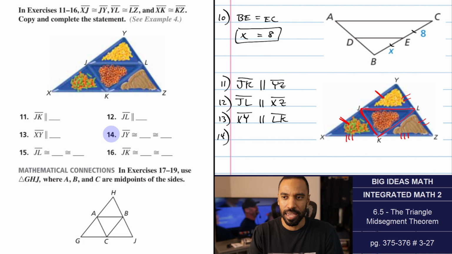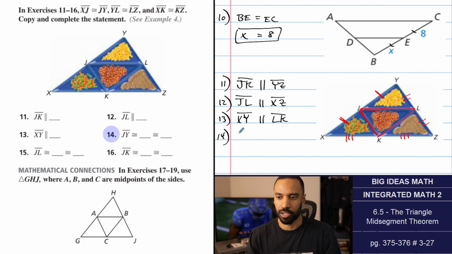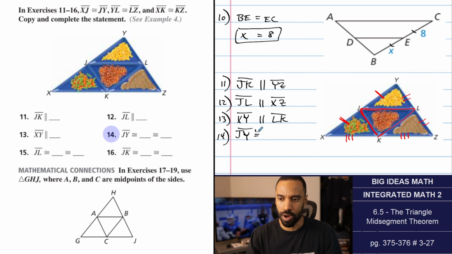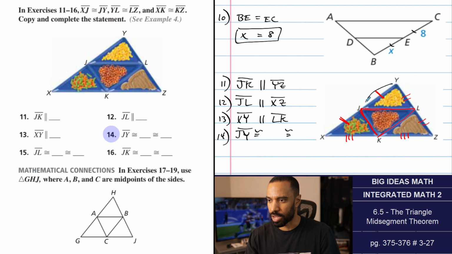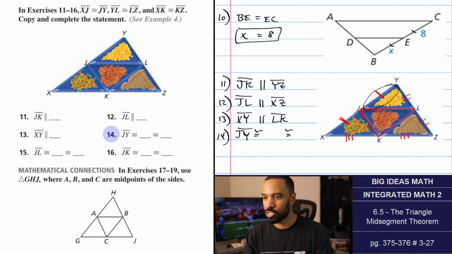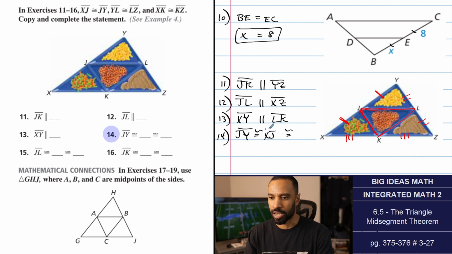Segment JY is congruent to... So notice there are two congruent marks here, but three different segments that can be congruent. So why do they say that? Okay, JY is right here, right? Boom. Now we know that it's congruent to XJ, because J is the midpoint of those two, right? So those two are congruent for sure.